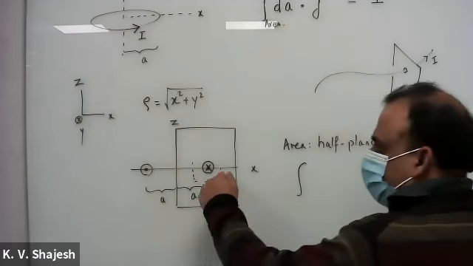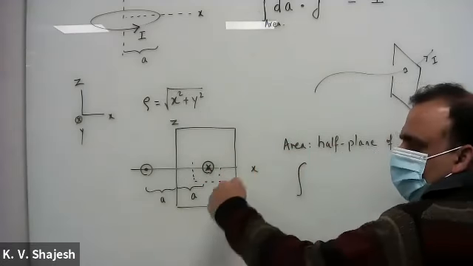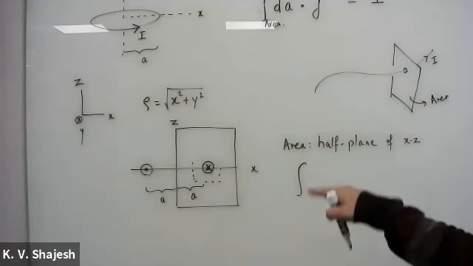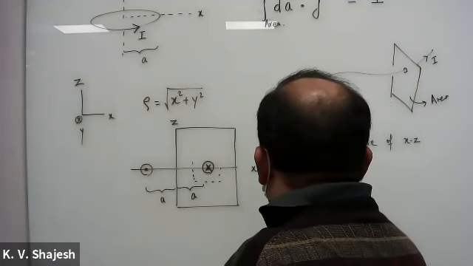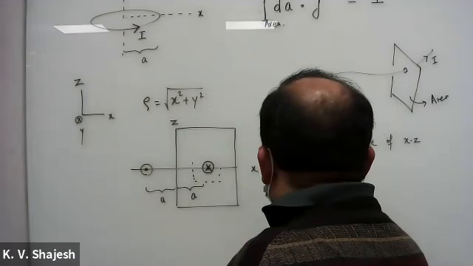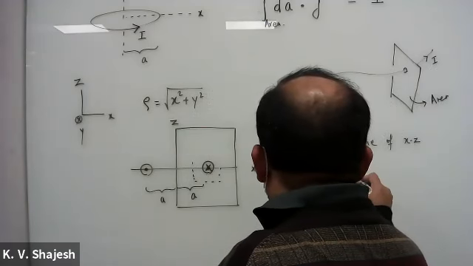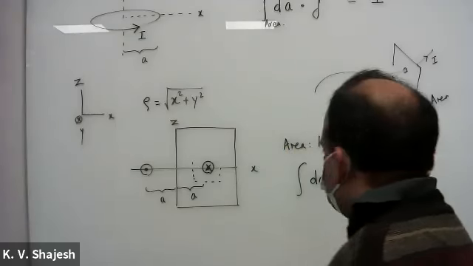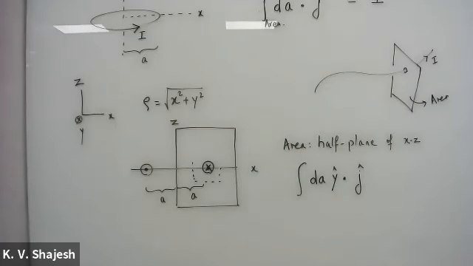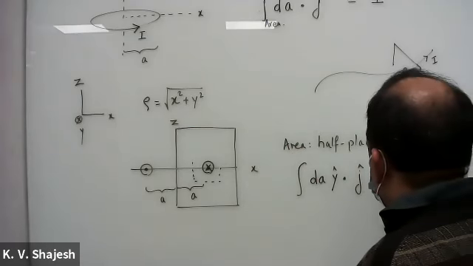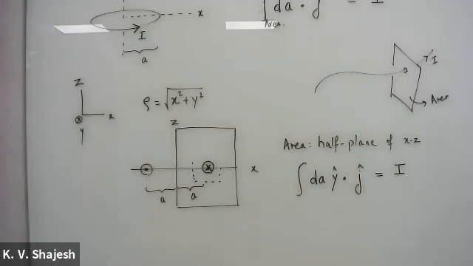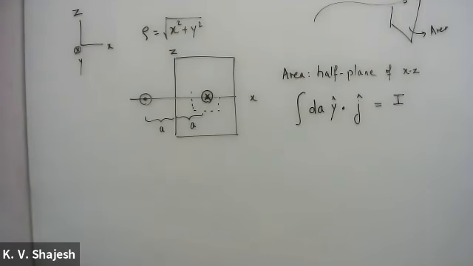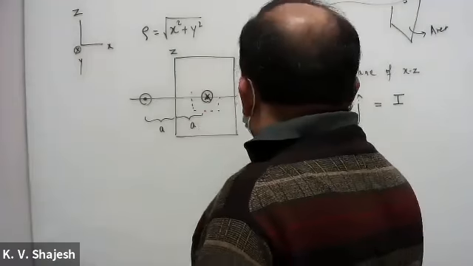So what is the perpendicular vector? Either I can pick it outside or inside. Since the current is going inside, I'll pick it to the inside. So that's in the direction of y, right? So it is y hat. So this is dA times y hat dotted with j. So that has to be equal to I. The area on a half plane.